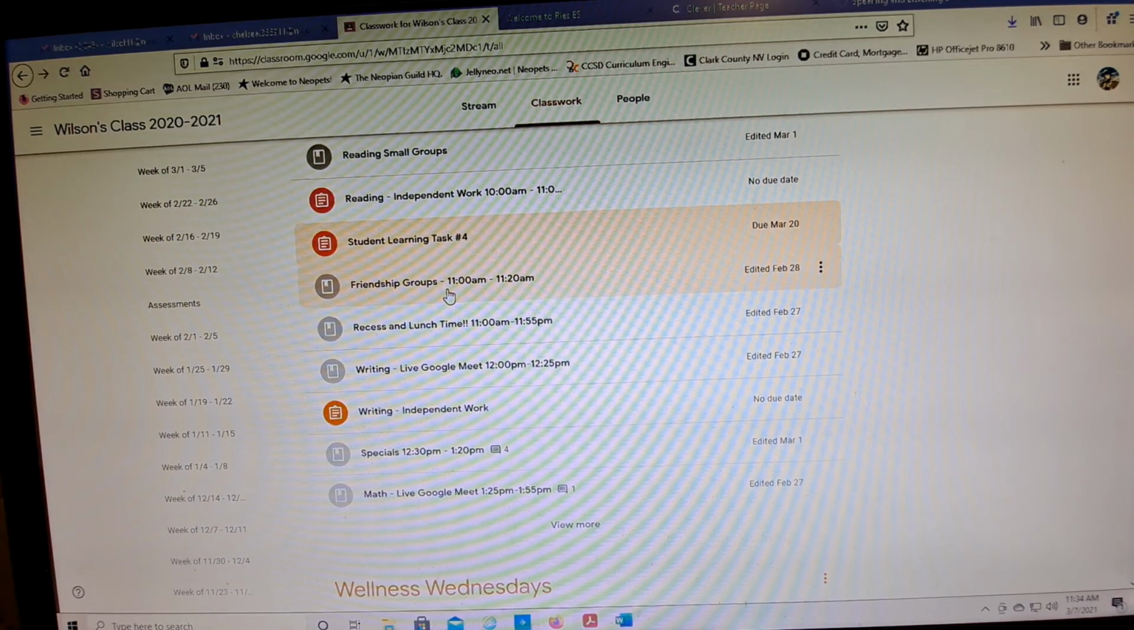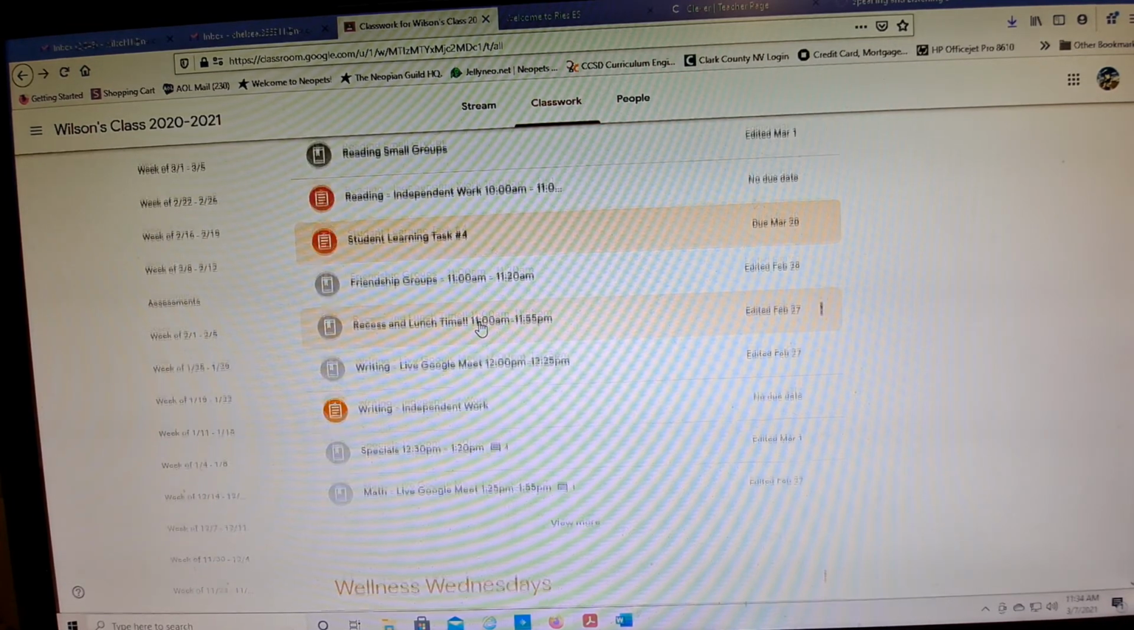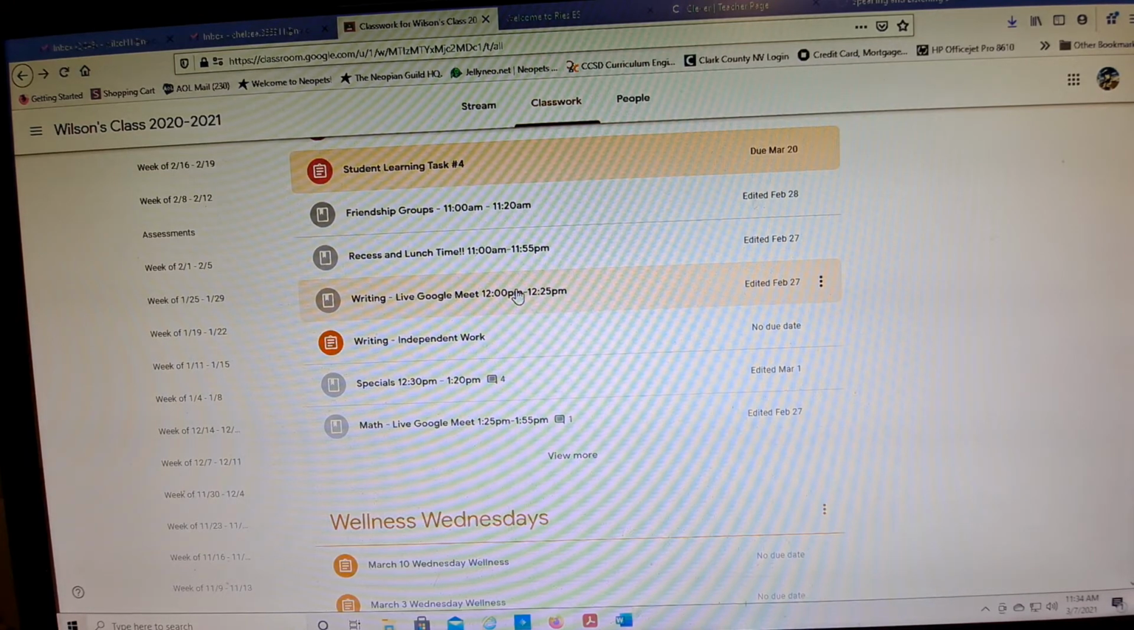Friendship groups now are 11 to 11:20. Recess and lunch is 11 to 11:55. Our writing time is 12 to 12:25.